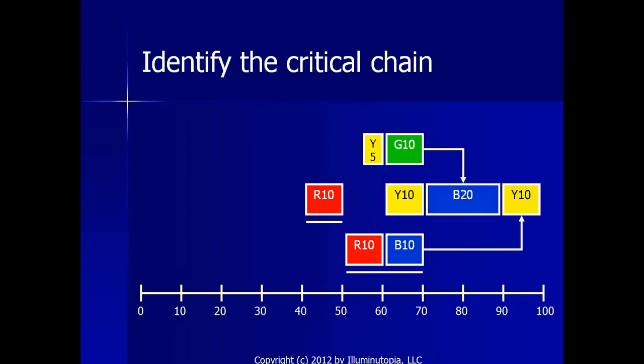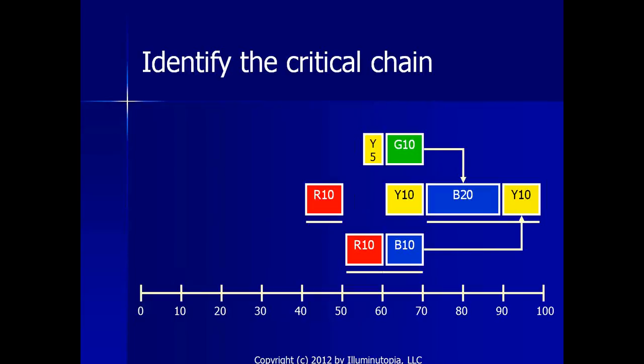Then the next task we pick, next dependency, there's only one, is B10. Then the next dependency is another resource dependency, so B20, and then Y10. So that is the critical chain. It's R10, R10, B10, B20, Y10.